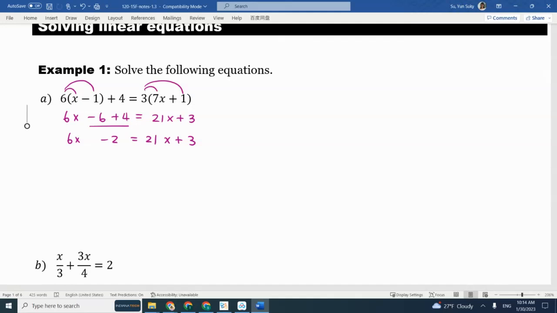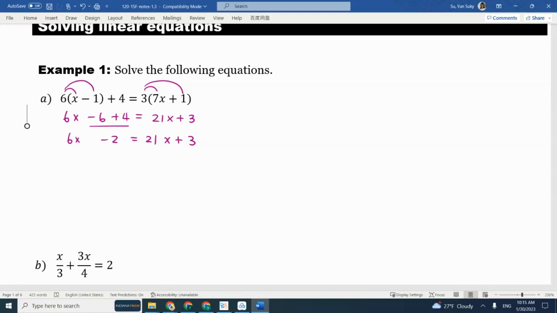Okay, we want to solve for x. So we want to move all the x terms to one side, and keep the constant term on the other side. What operation shall we do here? Subtract 6x. We don't subtract 21x. Why? Yeah, that would give us a negative coefficient. We want the coefficient to be positive. Just keep things safe.